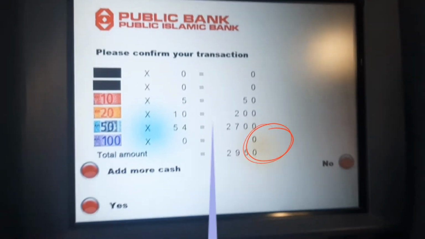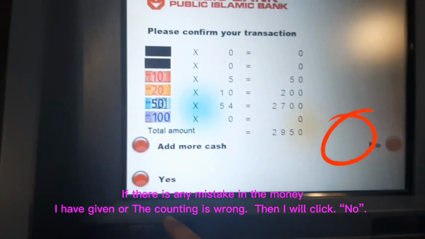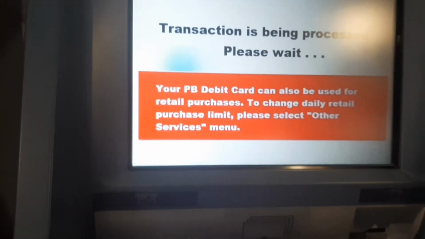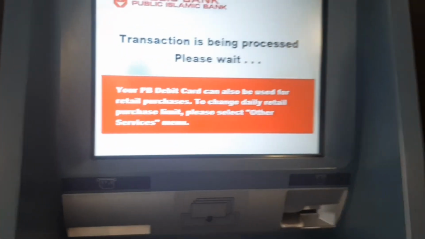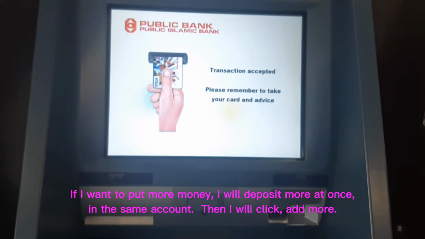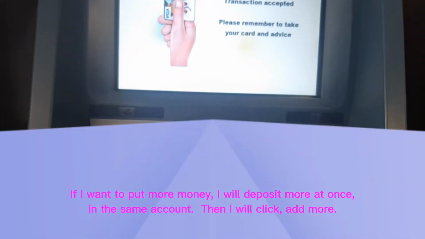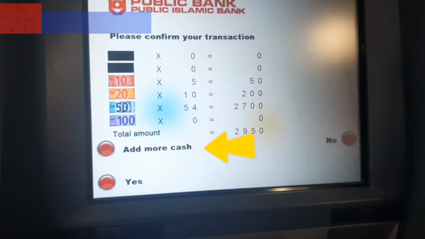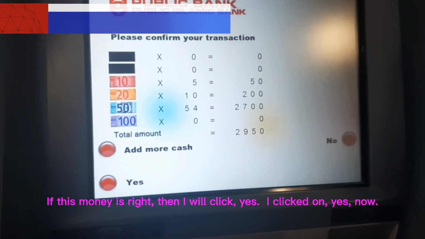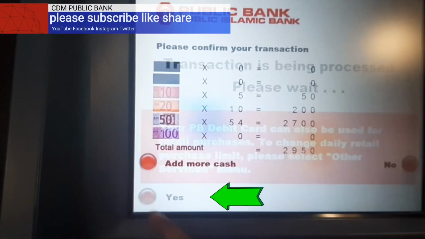Everything is showing here. If there is any mistake in the money I have given or the counting is wrong, then I will click No. If I want to put in more money, to deposit more at once in the same account, then I will click Add More. If this money is right, then I will click Yes. I clicked Yes.